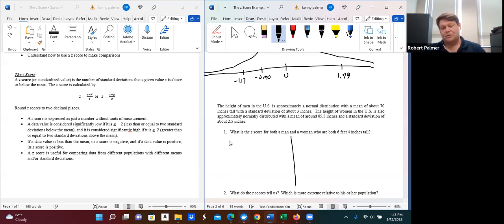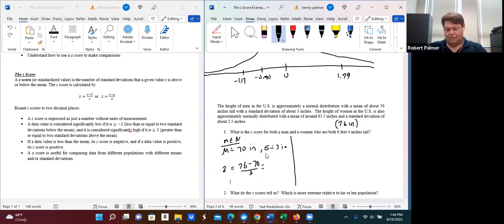Okay, so for men, once again, our mean is 70 inches, and sigma is 3 inches. So our z-score is going to be for 6 feet 4 inches tall. So 6 feet 4 inches, I should mention, is 76 inches tall. So we find that z-score: 76 minus 70 over 3. We just plug that in.